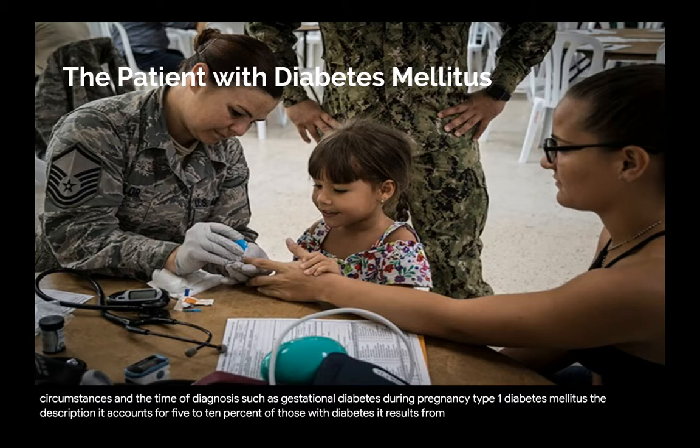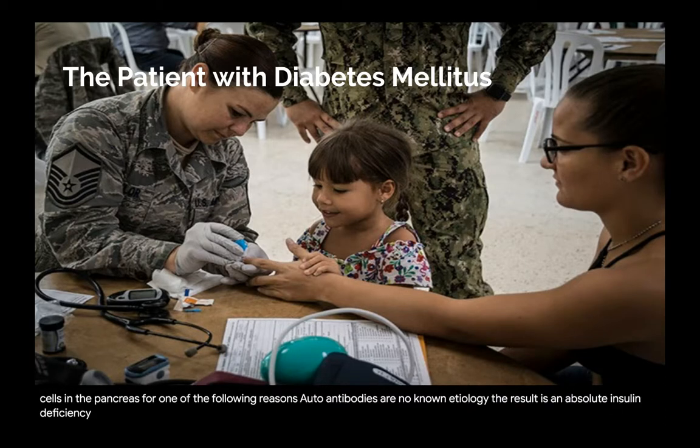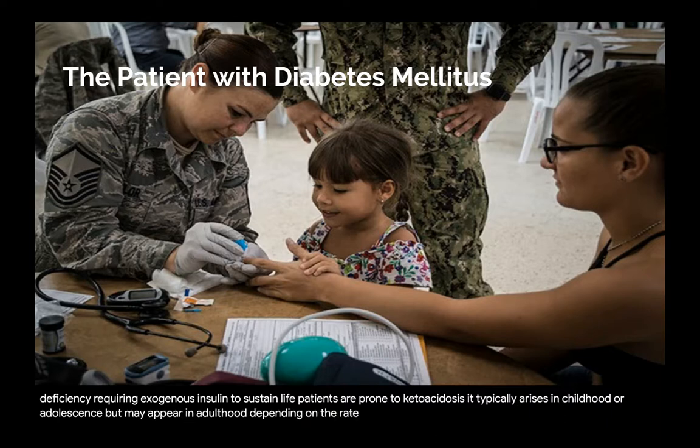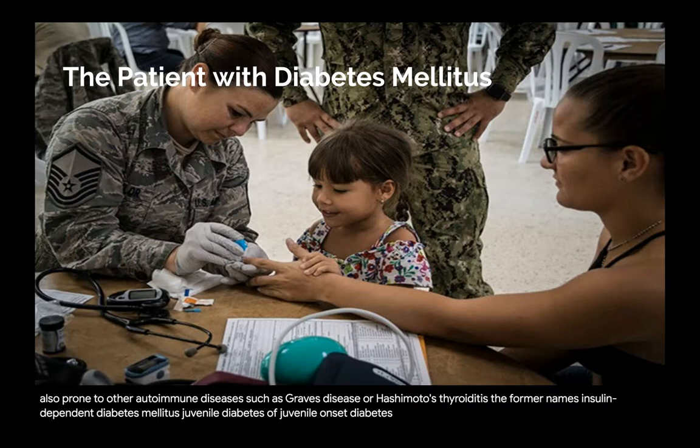It results from the destruction of insulin-producing beta cells in the pancreas for one of the following reasons: autoantibodies or no known etiology. The result is an absolute insulin deficiency requiring exogenous insulin to sustain life. Patients are prone to ketoacidosis. It typically arises in childhood or adolescence, but may appear in adulthood depending on the rate of beta cell destruction. Individuals with type 1 diabetes are also prone to other autoimmune diseases, such as Graves' disease or Hashimoto thyroiditis. The former names: insulin-dependent diabetes mellitus, juvenile diabetes, or juvenile onset diabetes.